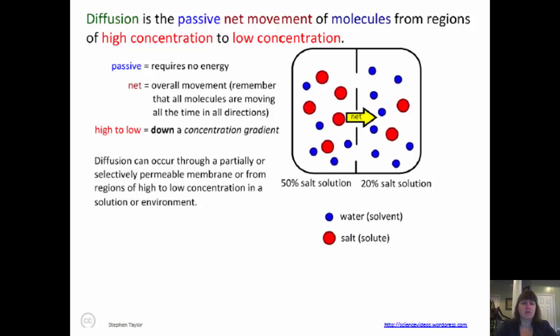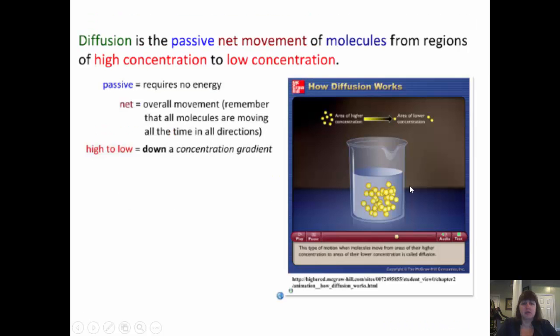So diffusion can occur through a partially or selectively permeable membrane or from regions of high to low concentration in a solution or an environment. So you don't have to have that membrane separation. So here you have the 50% salt on the left, and your net movement would be to the right towards the 20%. So that you're going from the high concentration to the low concentration.